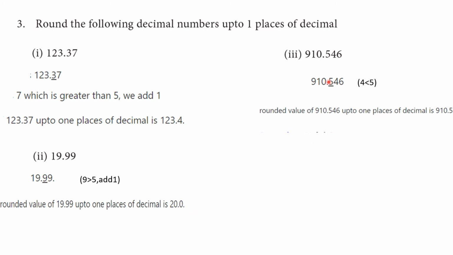Next, 910.546. Here the underlined digit is the 10th place, 1 place of decimal. So the 10th place is 5. That is the underlined digit. The digit next to the underlined digit is 4. 4 is less than 5. Therefore the underlined digit remains the same. Therefore the answer is 910.5.